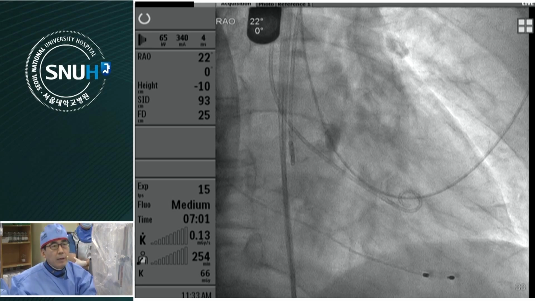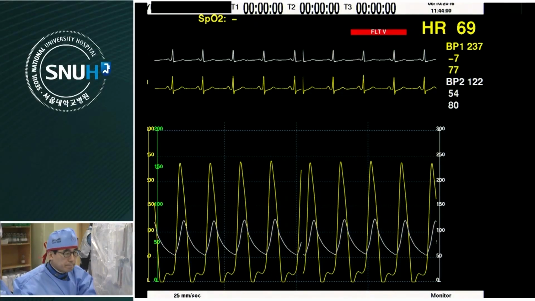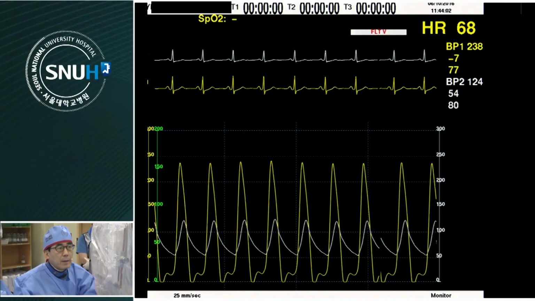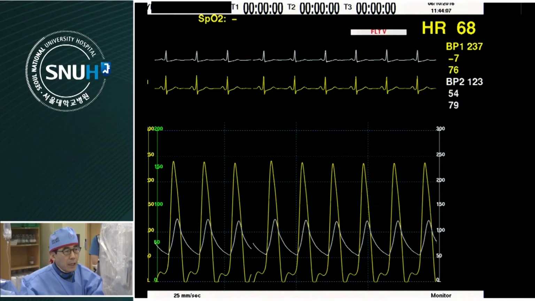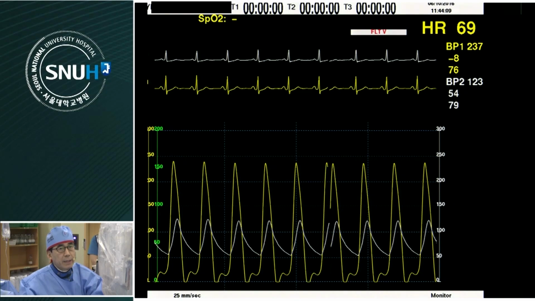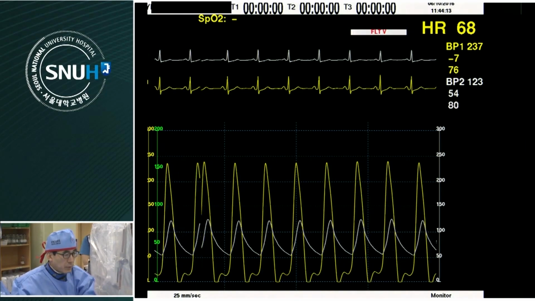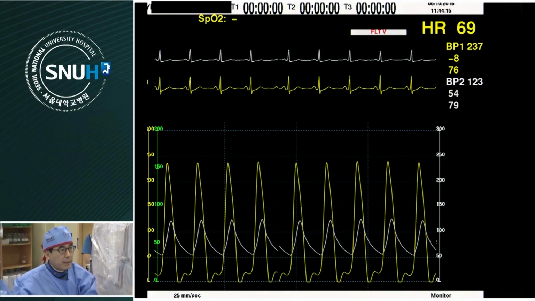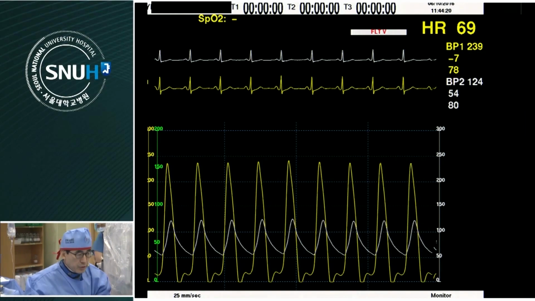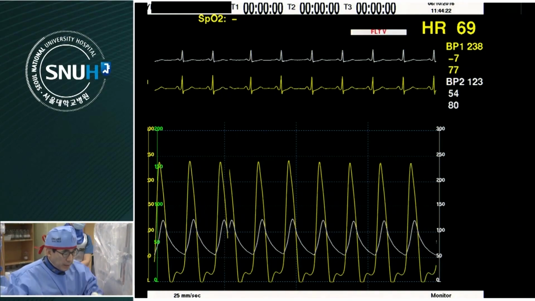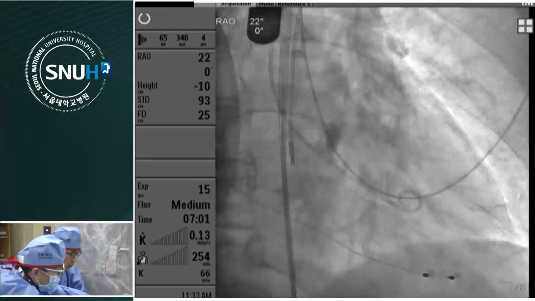Can you see the pressure profile? Peak pressure of LV is about 240. Aorta is 220. The pressure gradient is about 140. It's very severe AS. Then we are going to start the procedure. And please make a comment or question.